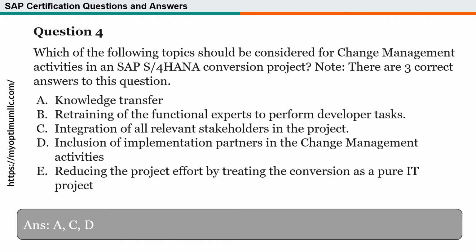Question 4. Which of the following topics should be considered for change management activities in an SAP S/4HANA conversion project? Note, there are 3 correct answers to this question. A. Knowledge transfer. B. Retraining of the functional experts to perform developer tasks. C. Integration of all relevant stakeholders in the project. D. Inclusion of implementation partners in the change management activities. E. Reducing the project effort by treating the conversion as a pure IT project.